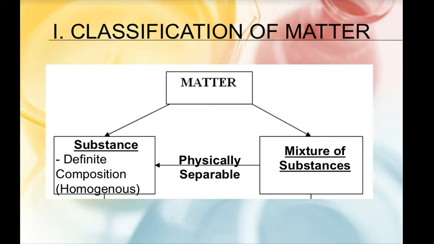Mixtures can be separated physically by using physical means like filtration, distillation, etc. And mixtures can be separated into substances. So you could have a mixture of two elements or two compounds or any combination of the two.